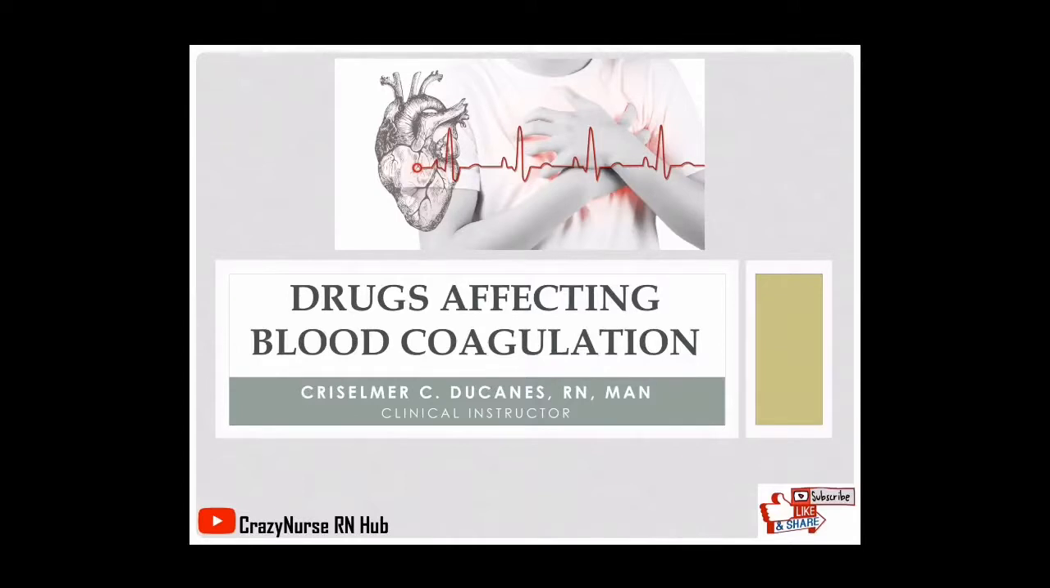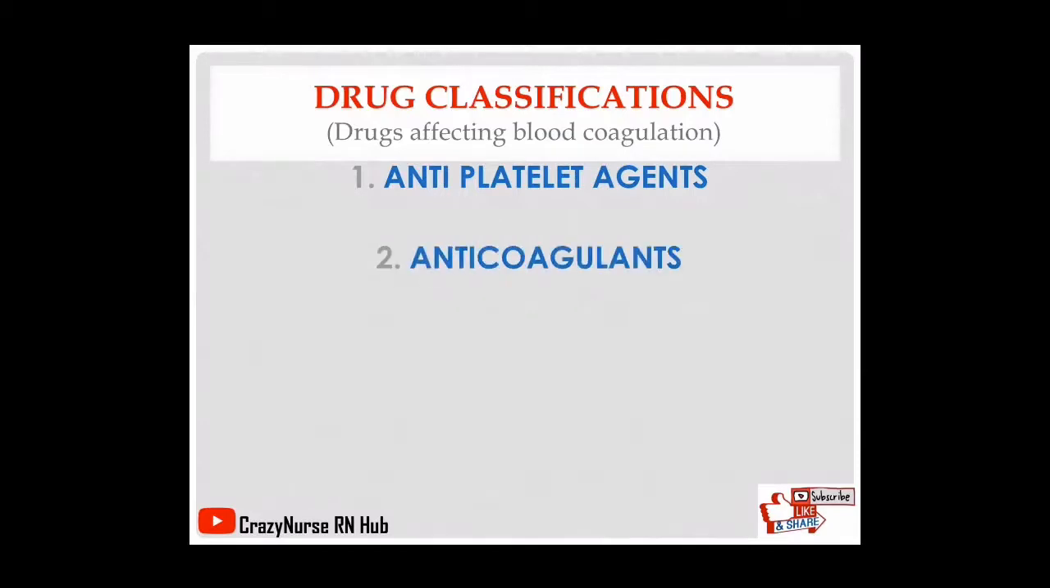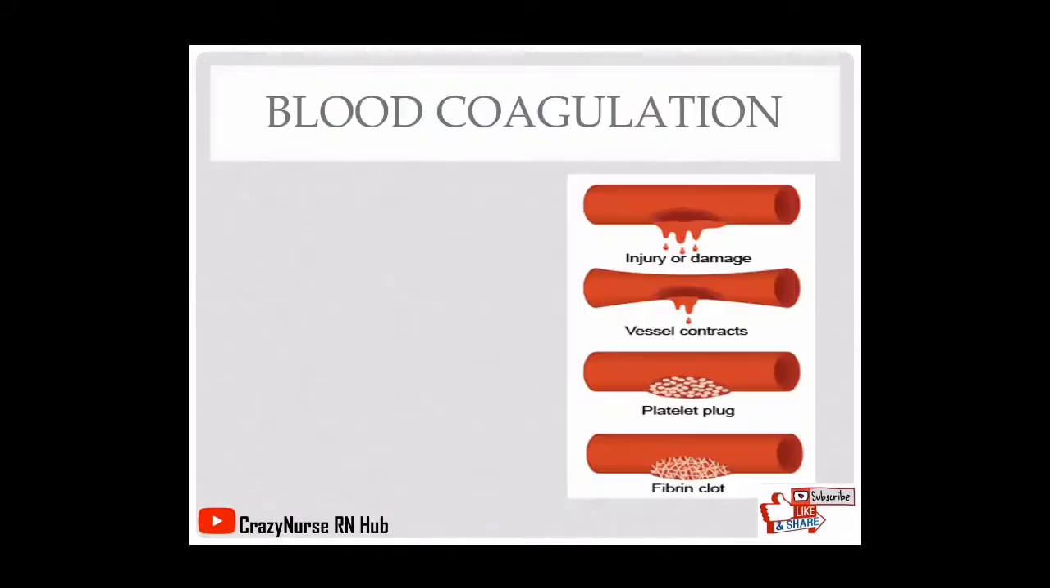In continuation to our topics on drugs affecting the cardiovascular system, we have drugs affecting the blood coagulation. First, let's have the drugs classification. Under drugs affecting blood coagulation, first, we have your antiplatelet agents. Then we have anticoagulants. We also have thrombolytic agents, antihemophilic agents, and hemostatic agents.